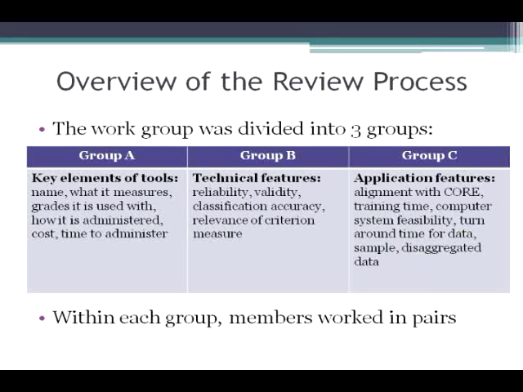Group B is composed of individuals with statistical and/or assessment expertise. They were the ones who judged the technical adequacy of the tool. The technical features such as reliability, validity, classification accuracy for screening tools, and the relevance of the criterion measure, actually evaluating the criterion measures to which the screening and progress tools were being compared.